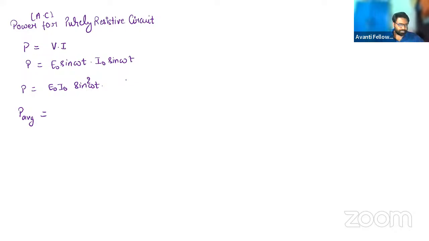So here power is coming out as I m square R by 2, which means I naught square R divided by 2. This is the average value of power. Clear?